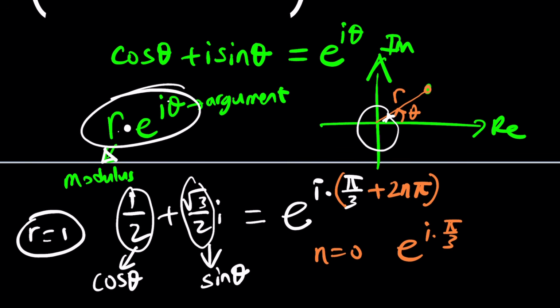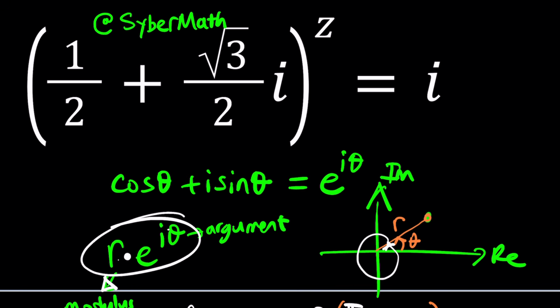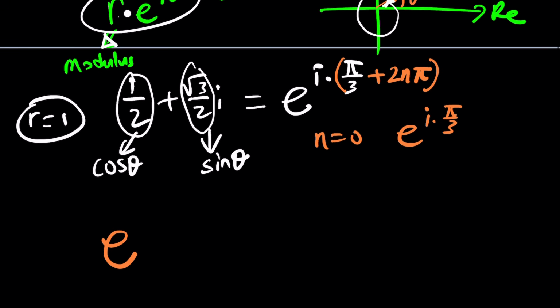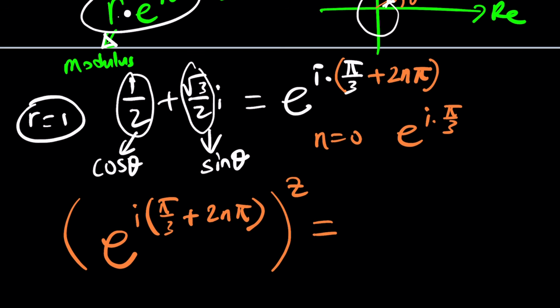Okay? So, even though they all represent the same number, there are infinitely many ways to write it. There are multiple representations. In other words, it's called multi-valued. Okay? Now, how does this help though? We can go ahead and plug it in here. We can write it as e to the power i times (pi over 3 plus 2n pi), that's what I meant, 2n pi. And then this will be raised to the power z, and the answer is supposed to be i.